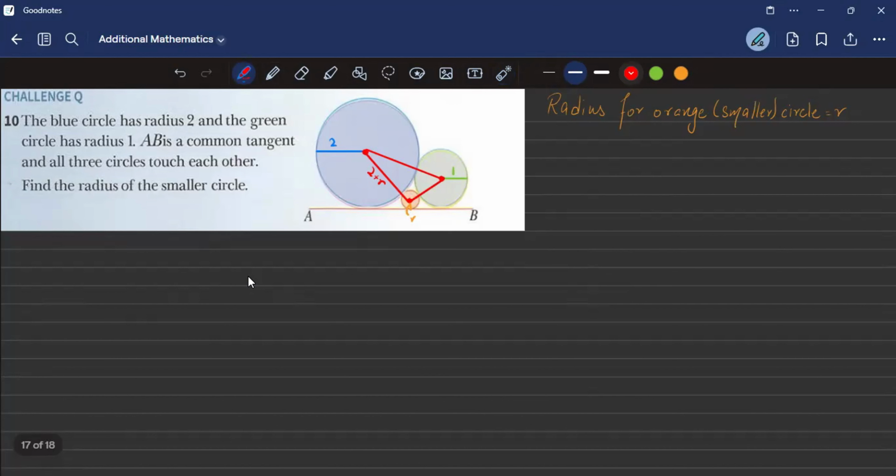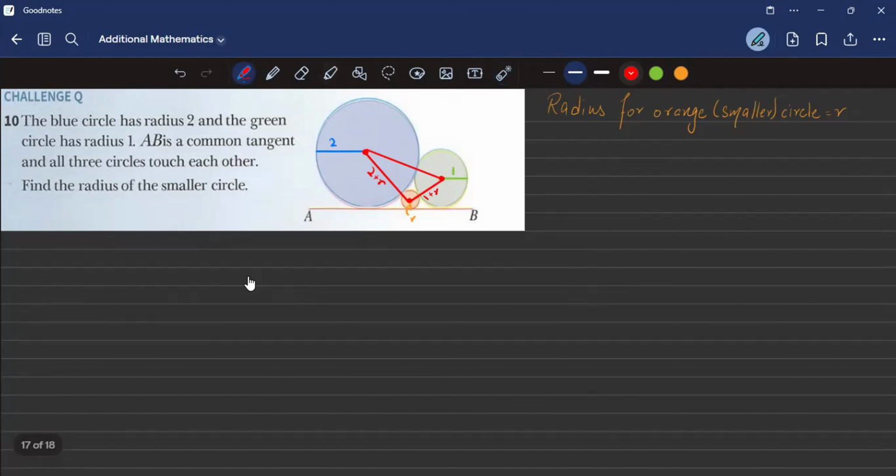So 2 plus r is the distance going through the radius of each of these circles. Similarly, for this side, this is going through the radius of the smaller circle, which is r, and this would be added to the radius of the green circle. So this would be equal to r plus 1. So 1 plus r, we're going to write it down here.